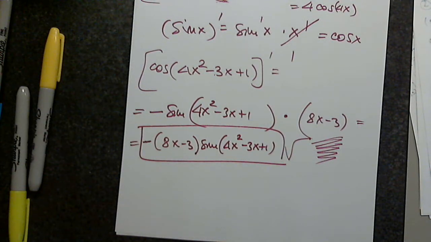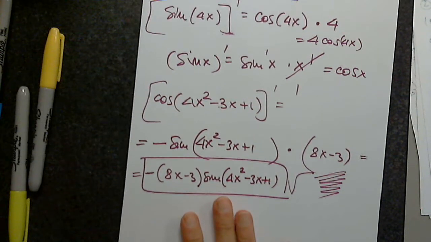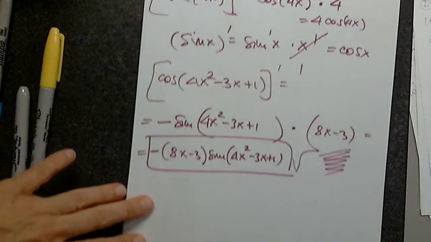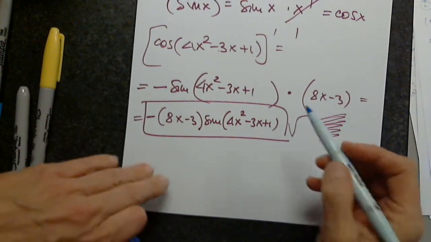Any questions on this? Yes, Paul, go ahead. Would it make sense to distribute that negative 1? No, because we really want everything in descending order with a positive leading coefficient, because of chapter 4, and because of what we agreed on in algebra.